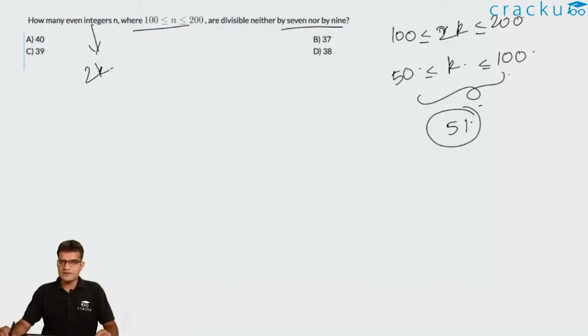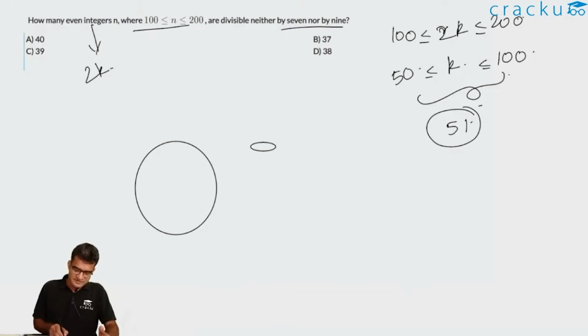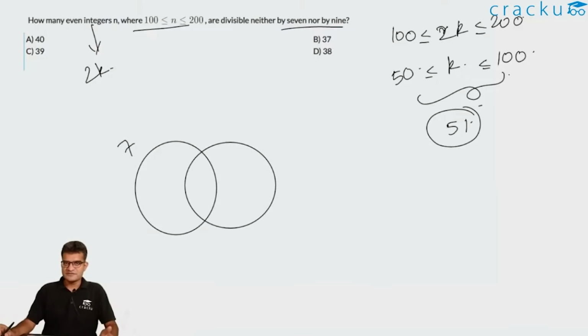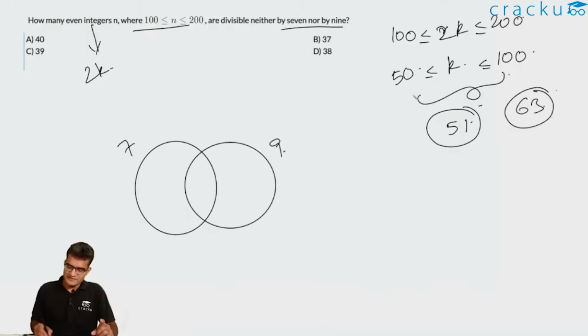Out of these 51 numbers, how many of them are neither divisible by 7 nor divisible by 9? So let us first calculate how many of them are actually divisible by either 7 or 9. There will be some numbers which are divisible by both of them. There will be some numbers which are divisible by only one of them. If you are drawing one circle which represents all the numbers which are divisible by 7 and one circle which represents all the numbers which are divisible by 9, the overlap is the numbers which are divisible by both 7 and 9, and that is only one number, which is 63. That is the only number lying between 50 and 100 which is divisible by both 7 and 9. So here we have one number.